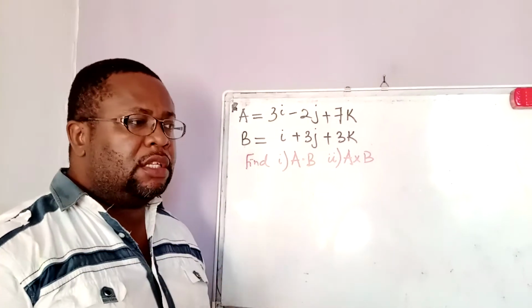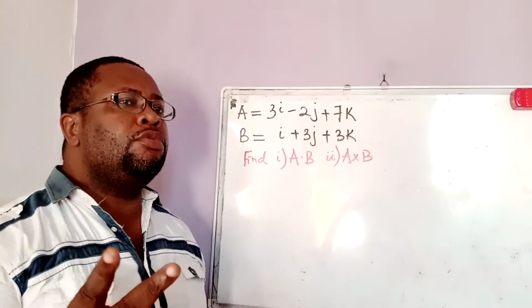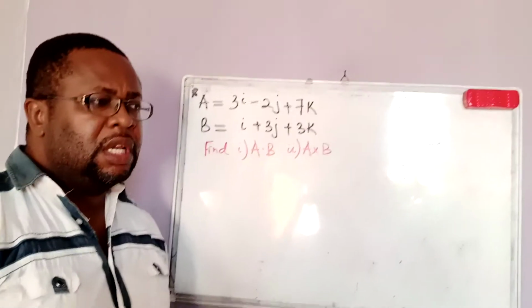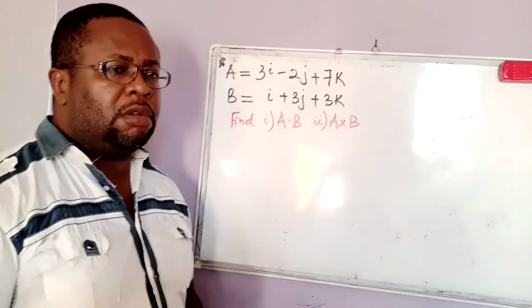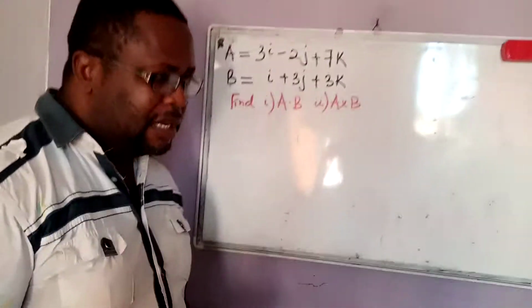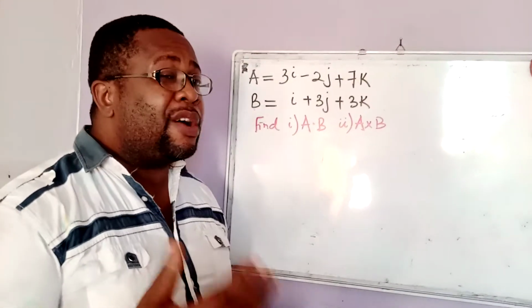When it comes to vectors, normally we have two types of products. Number one is what we call the dot product. The second one is what we call the vector product. Another name for dot product is the scalar product. And then we have the vector product or the cross product.